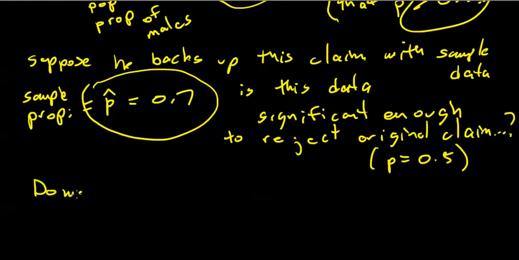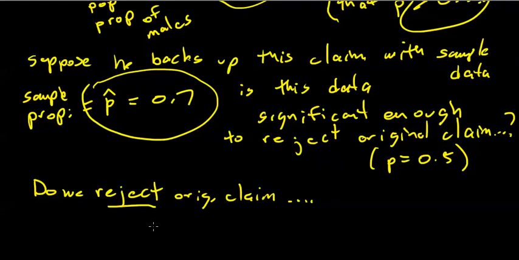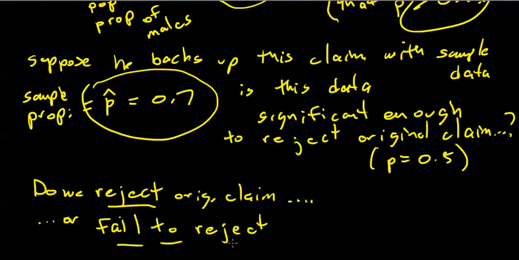Let me cite that profound question again. Do we reject the original claim based on this sample data? Or do we fail to reject? Those phrases are going to become more familiar to us. Or do we fail to reject the original claim based on our sample data?